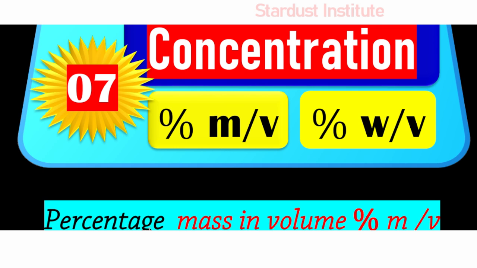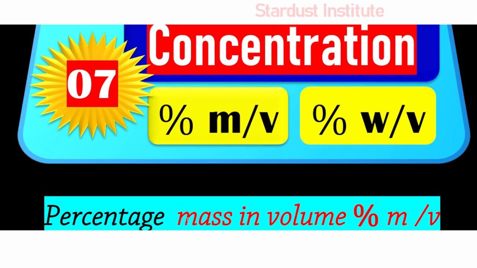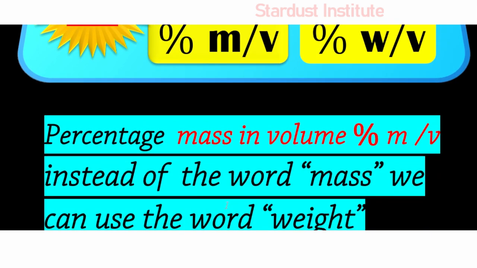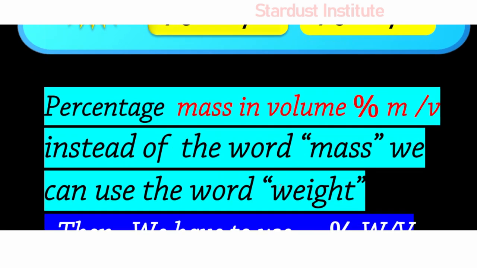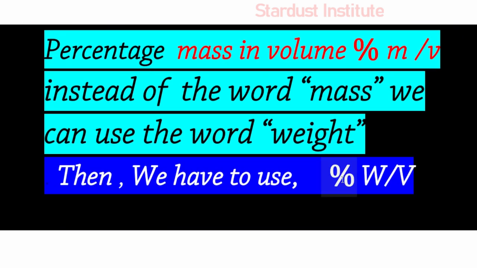We can express concentration of a solution as a percentage. In this video, there's one method for that: percentage mass in volume, or mass by volume. Instead of the word mass, we can use the word weight. Then we have to use percentage weight by volume.